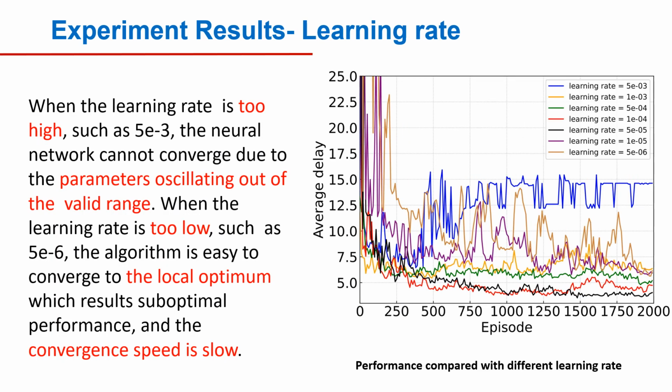When the learning rate is too high, the neural network cannot converge due to parameters oscillating out of the valid range. When the learning rate is too low, the algorithm easily converges to a local optimum, which results in suboptimal performance, and the convergence speed is slow.